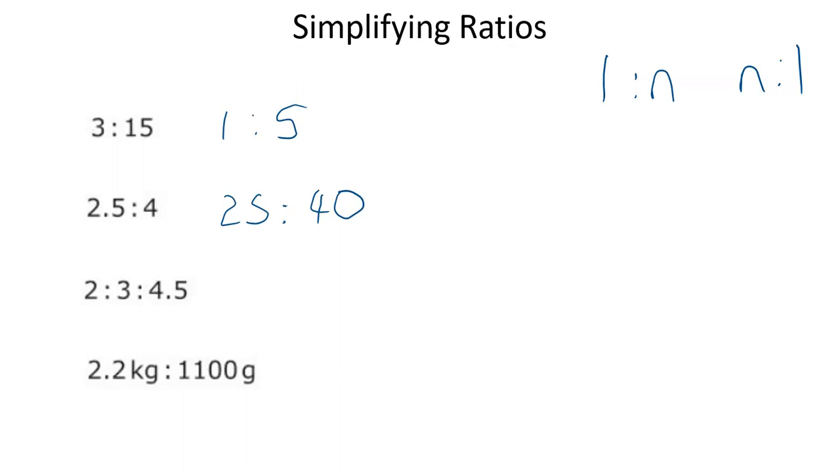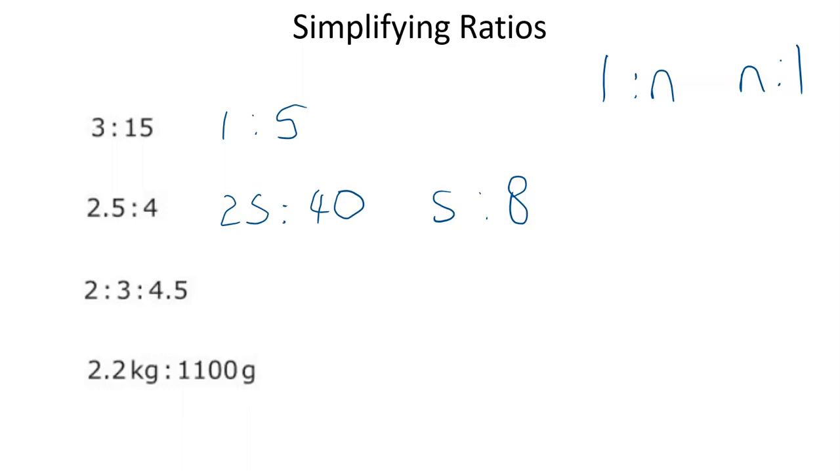And now we've done that, we can just cancel it like we would. Both of them have a 5 that goes in, so the 25 becomes 5, the 40 becomes 8, and we can't cancel that any further. If there's more than 2 numbers, this is a 3-numbered ratio, that's absolutely fine. We just need numbers that go into all 3. But we've got this decimal, so let's get rid of that first.